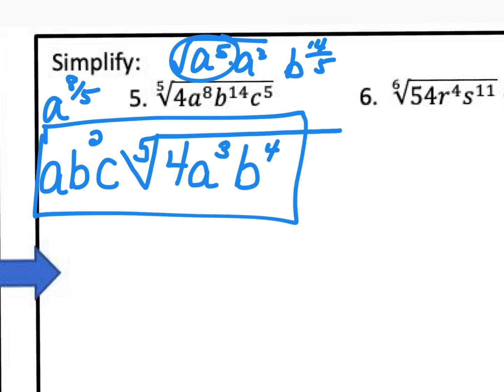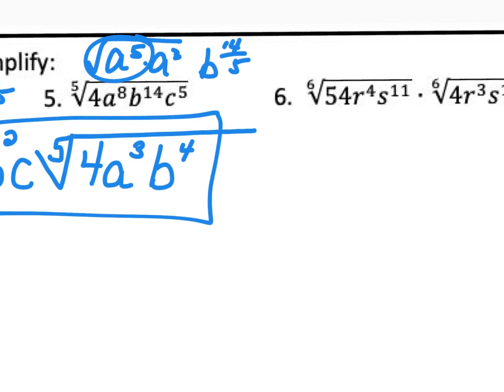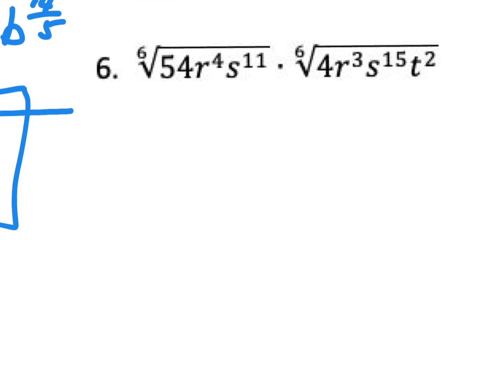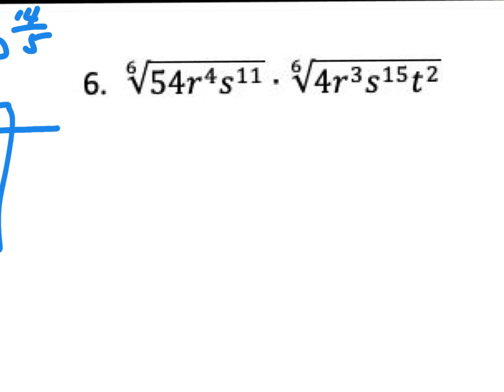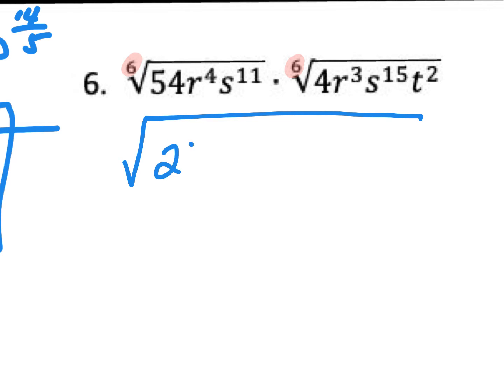Not so bad, right? So much like what we were just doing with square roots. Okay, they have the same index. They're both 6th roots here. So I'm going to begin by combining my radicals into just one. And 54 times 4 is 216.